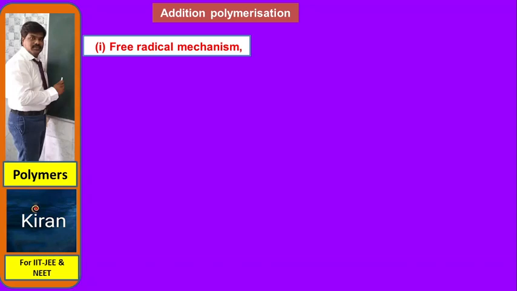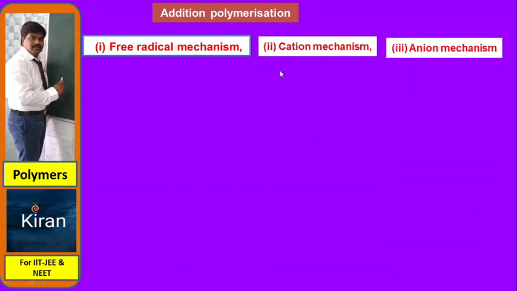Addition polymerization proceeds by three different mechanisms. One is the free radical mechanism, second one is the cationic mechanism, and third one is the anionic mechanism. So under these three mechanisms, the addition polymer will be obtained.